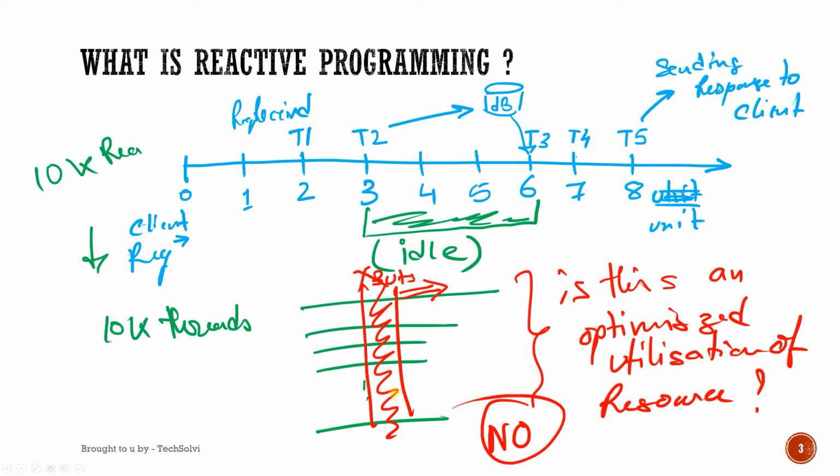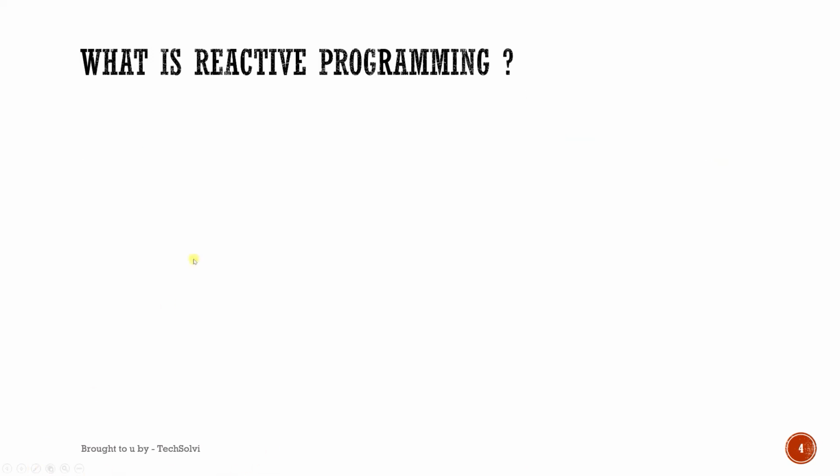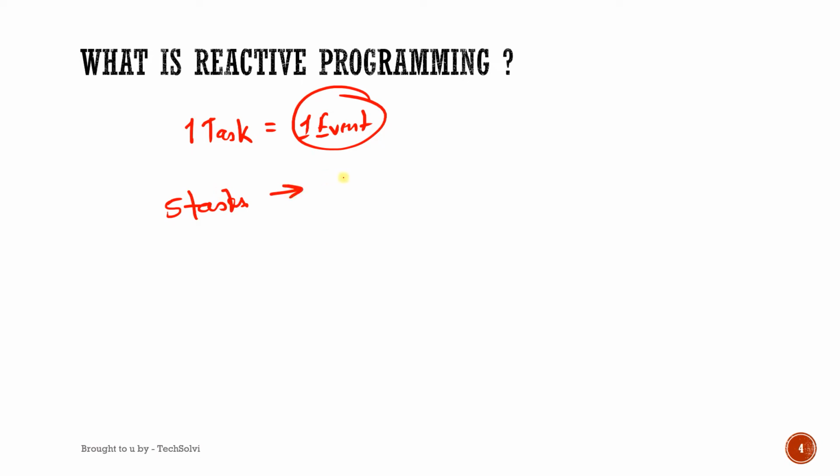For this scenario, the reactive style of programming comes as a rescue. Let me explain how. In reactive programming, every task is noted as an event. So one task equals one event. We saw that for a request we have 5 tasks, so it will be considered as 5 different events.